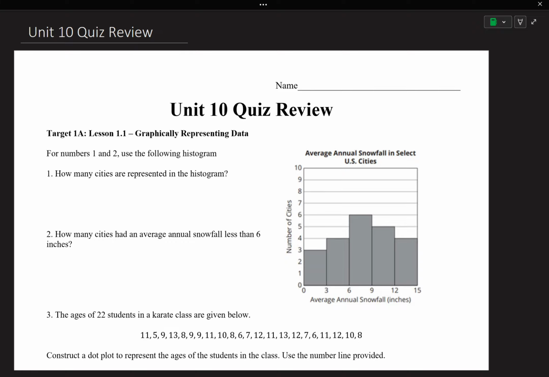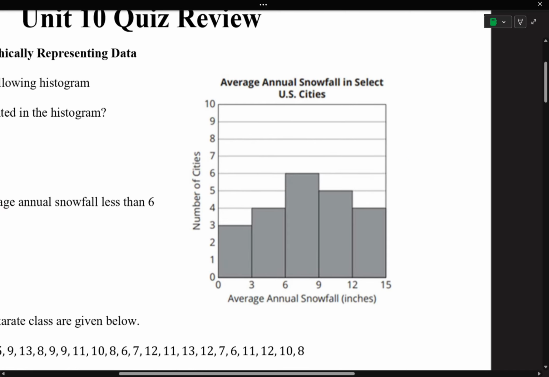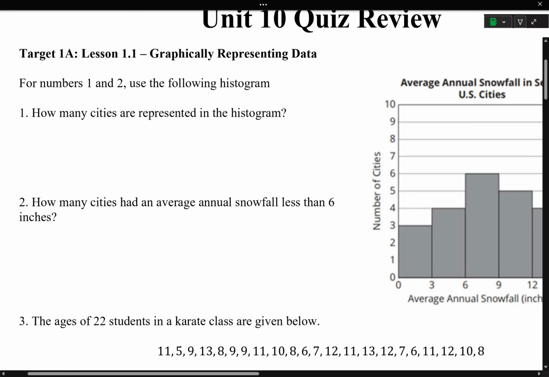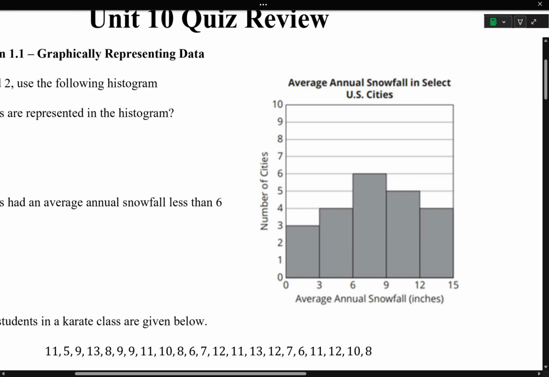Let's get started. In number 1, we're looking at a histogram about the average annual snowfall in select U.S. cities. On the bottom, the x-axis, we have the average annual snowfall in inches. As you can see, we have frequencies, so we have little intervals. The y-axis is the number of cities. In number 1, I'd like us to find out how many cities are represented in the histogram.